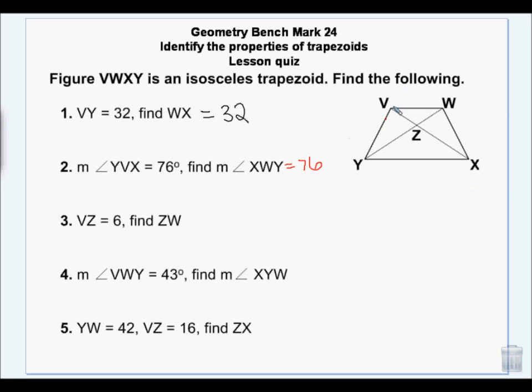If VZ right here is 6, what is ZW, this part right here? 6. They're the same. Angle VWY, that's this angle right in here, is 43. And I want to find XYW, that's this angle right here.